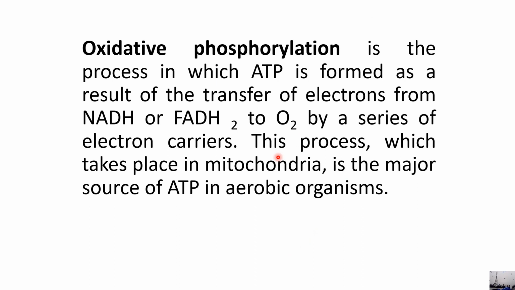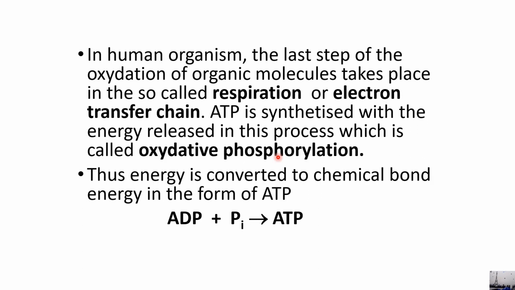So oxidative phosphorylation is the process in which ATP is formed as a result of the transfer of electrons from NADH or FADH2 to O2 by a series of electron carriers. This process, which takes place in the mitochondria, is a major source of ATP in aerobic organisms. In human organisms, the last step of the oxidation of organic molecules takes place in the so-called respiration or electron transfer chain. ATP is synthesized with the energy released in this process, which is called oxidative phosphorylation. This energy is converted to chemical bond energy in the form of ATP, like ADP plus inorganic phosphate will give rise to ATP.